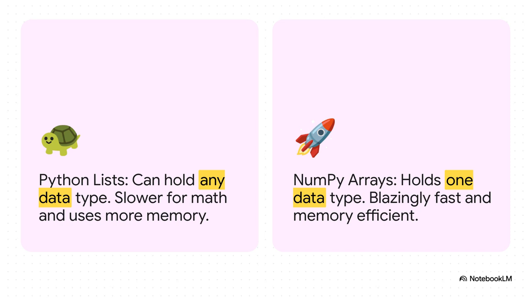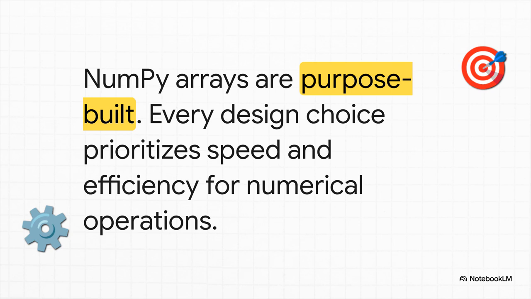By forcing everything to be the same, NumPy can pack all the data together in one tight, continuous block of memory. That means the computer can just blast through the whole thing at once. It's insanely fast and way more memory efficient. And this is no accident. This isn't just a happy coincidence. NumPy arrays were purpose-built, literally engineered from the ground up. Every single design choice was made to squeeze out the absolute maximum speed and efficiency for working with numbers.